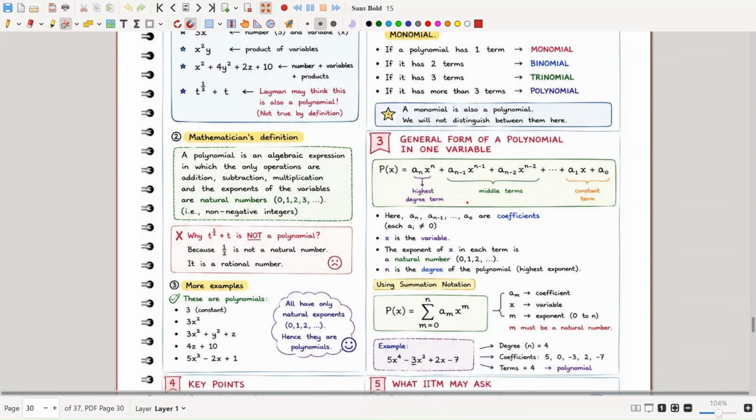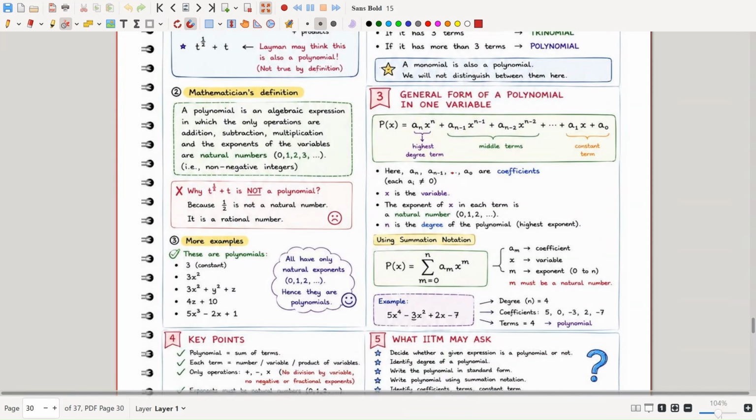So the variables are in terms of x's here. The exponent of each term, see here, is a natural number. n minus 1, this one is 1 and this one is 0. So all of them are natural numbers. And n is the degree of the polynomial. The highest value is the degree of the polynomial.